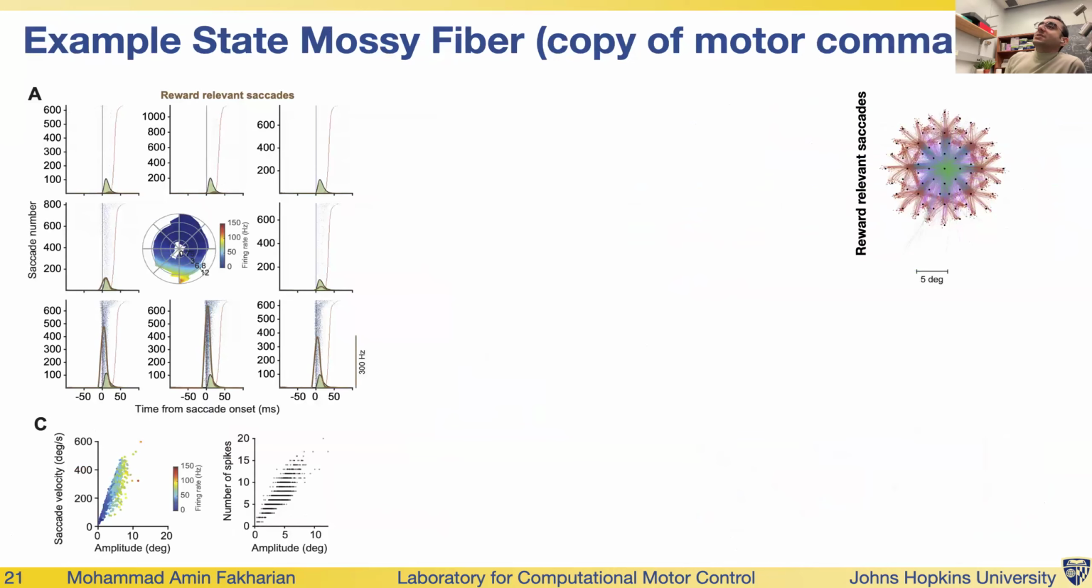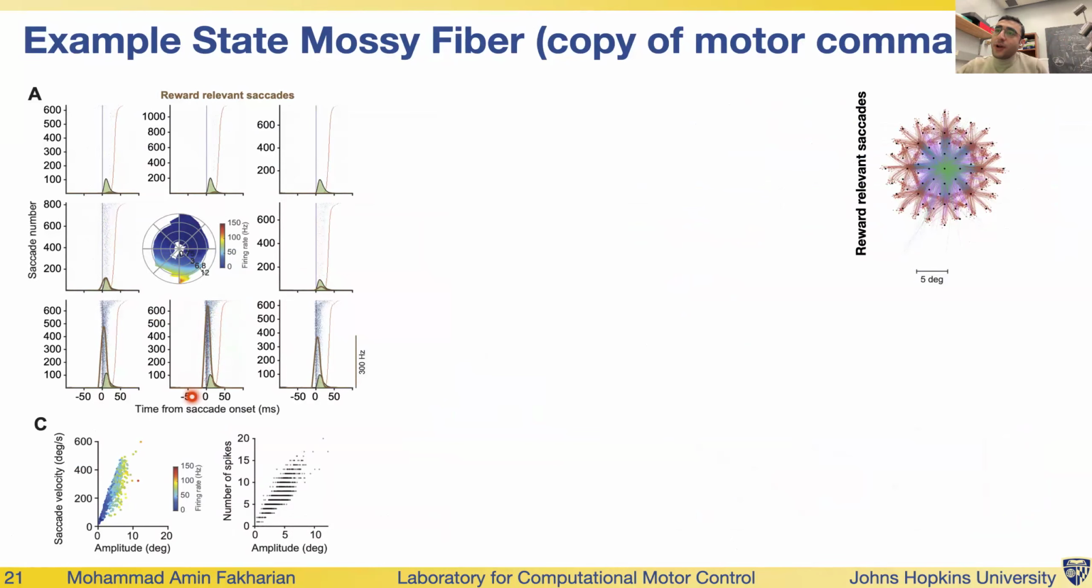So if we look at the activity of these mossy fibers, I'm going to show you one example of state mossy fiber activity to the targeted saccades. And here each raster is presenting a movement direction. So this is upward direction, this is downward direction, left and right. And as you can see, this cell prefers the downward direction.